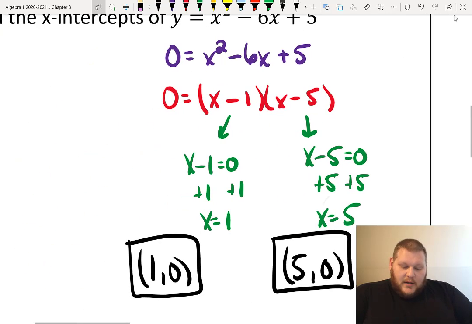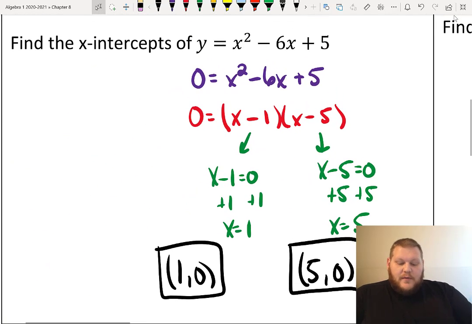Just like we saw here in this warm-up problem we just finished, once it was factored out, x minus 1 and x minus 5 were my two factors, and we saw that positive 1 and positive 5 were my two x-intercepts.